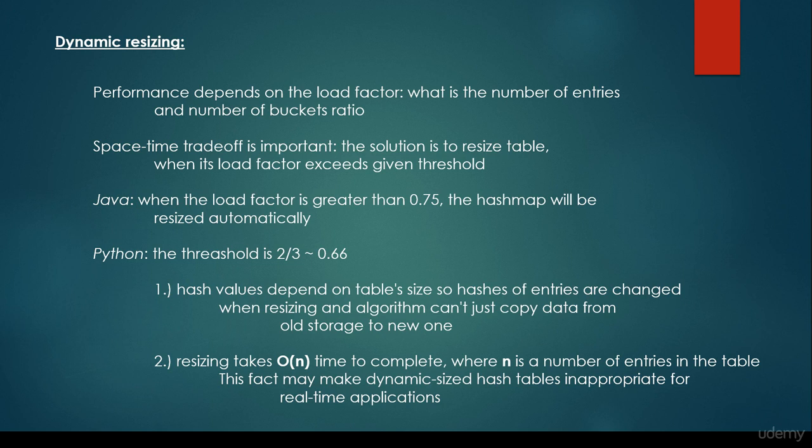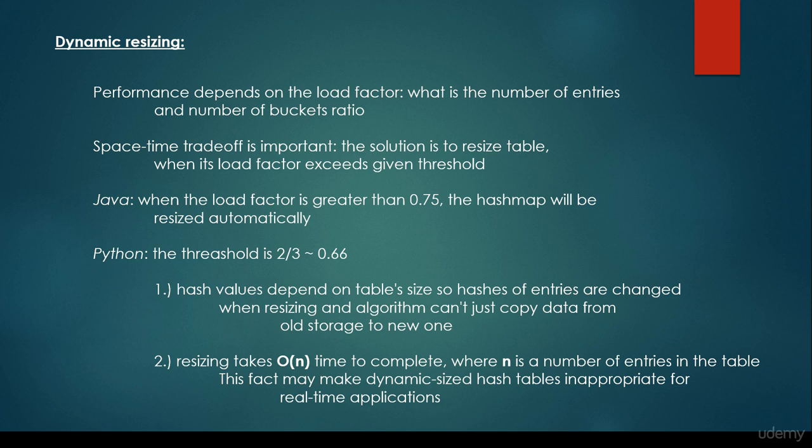In Java, when the load factor is greater than 0.75, the hash map will be resized automatically. What does it mean, that 0.75? It means that whenever 75% of the array is full, then we have to resize the underlying array data structure. In Python, the threshold is 2 divided by 3. What does it mean? That we have to resize the underlying array data structure when it's 66% full, in the sense that 66% of the array slots are not empty.